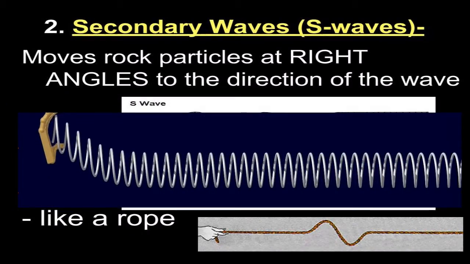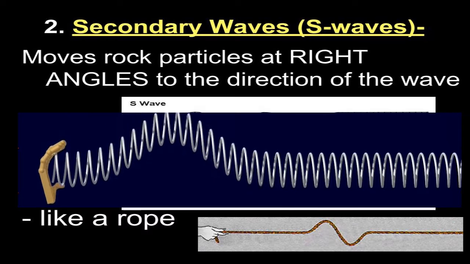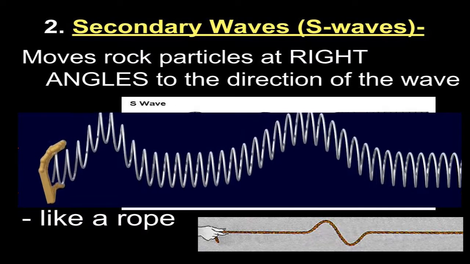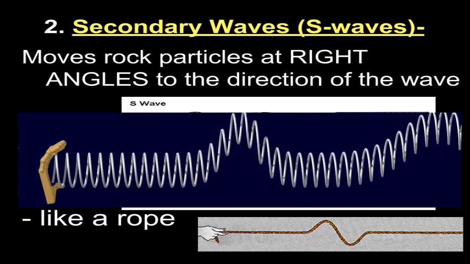Then there's secondary waves. Okay, the second type of seismic wave we're going to talk about are secondary waves. Now, secondary waves aren't compressional waves. They're more like parabolic waves. They move rock particles at right angles to the direction of the wave.